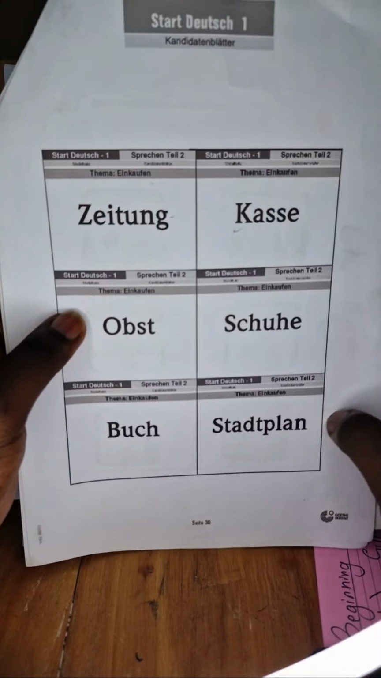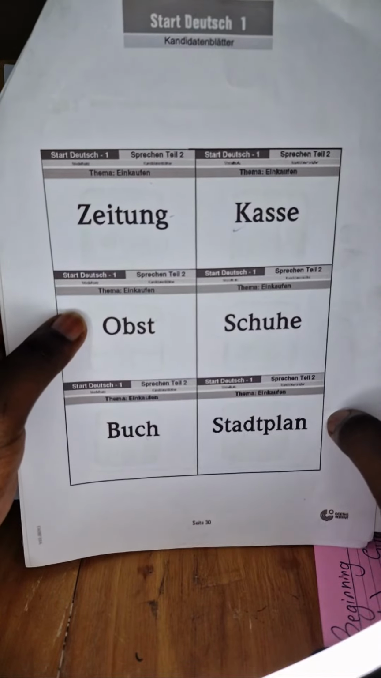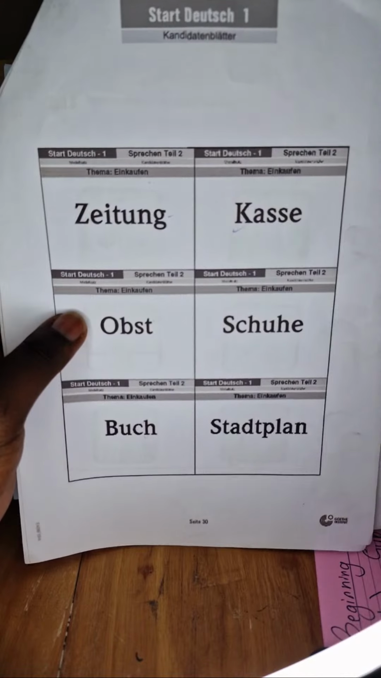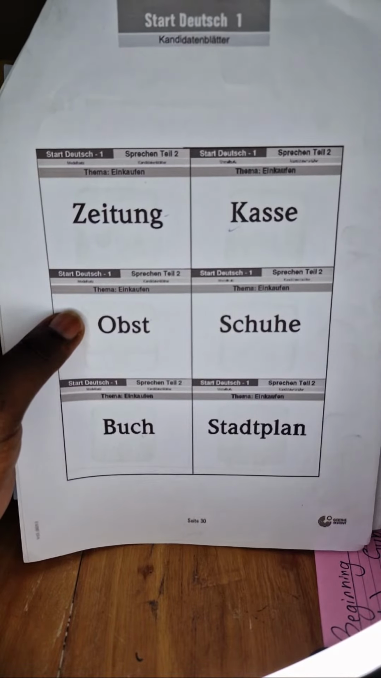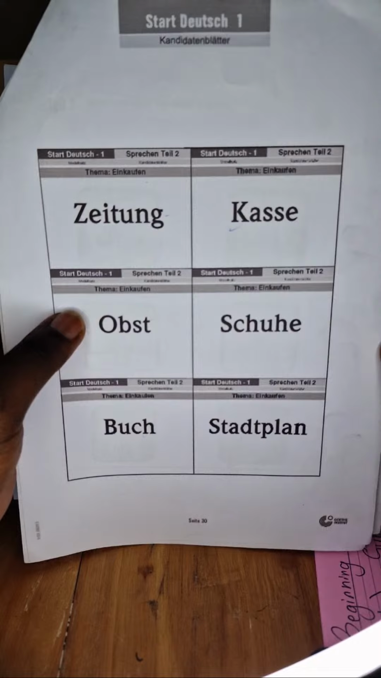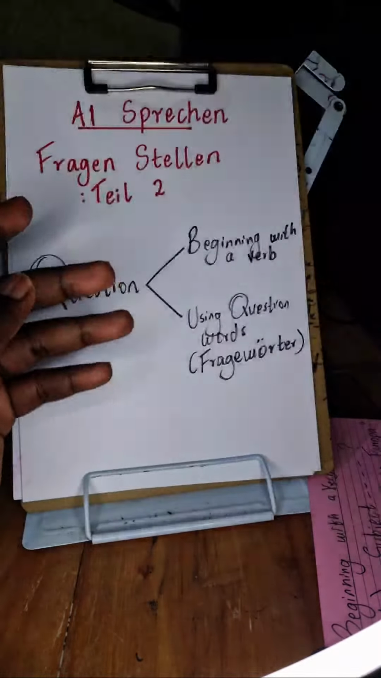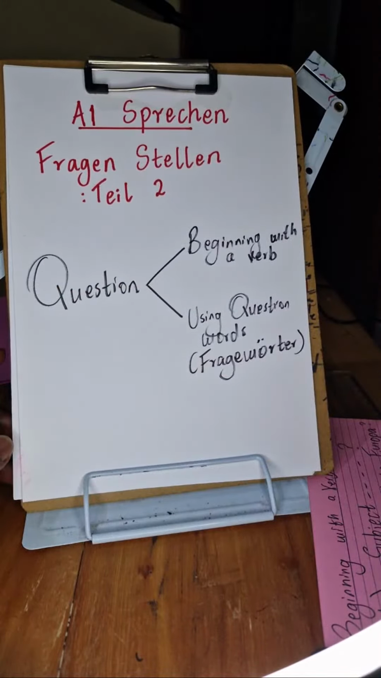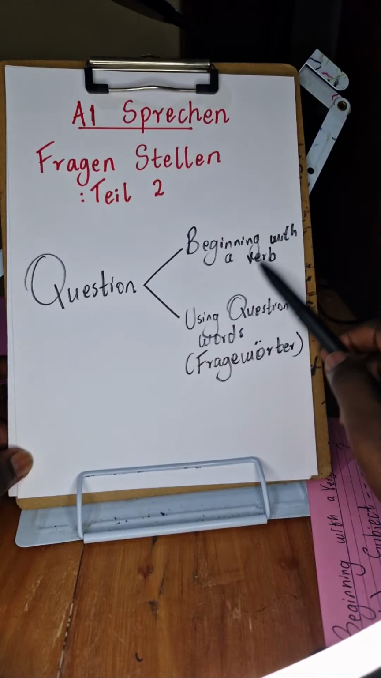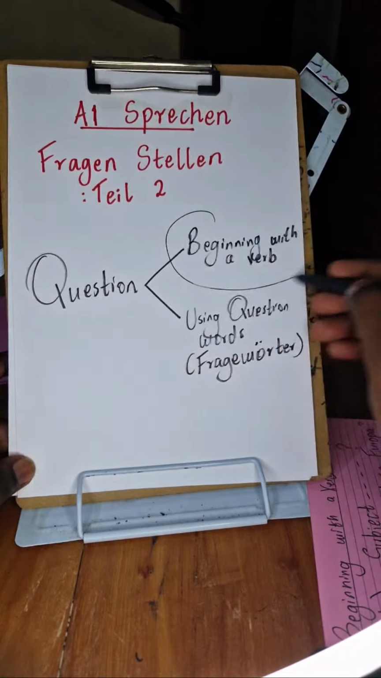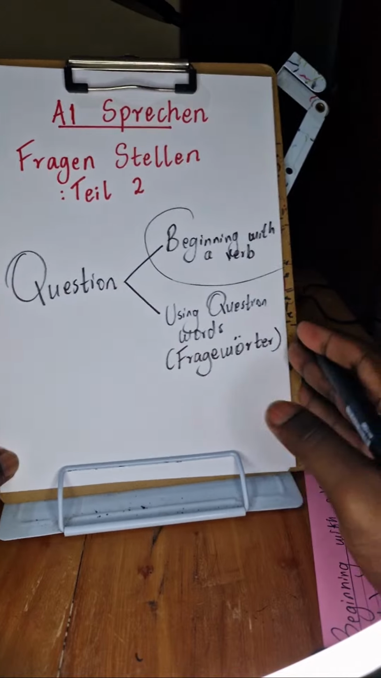Kaufen Sie die Zeitung? Ja, ich kaufe die Zeitung. Yes, I'm buying the newspaper. Oder nein, ich kaufe die Zeitung nicht. Okay? So that is the first method. You would be able to form questions beginning with a verb. Let's now see number 2.